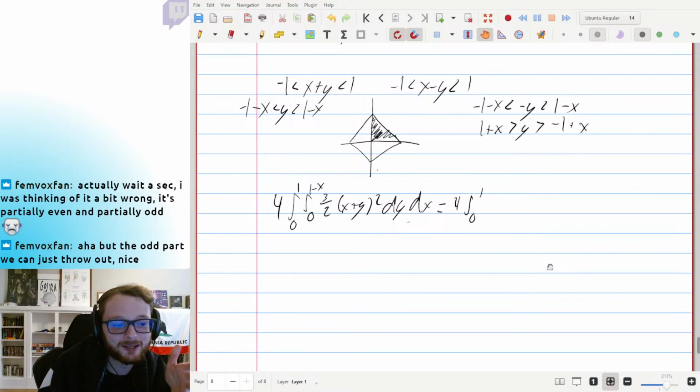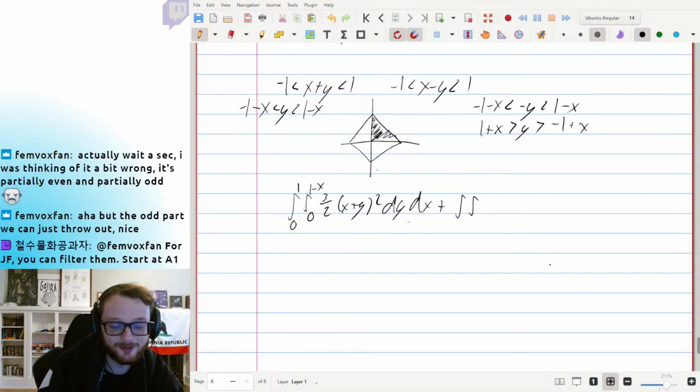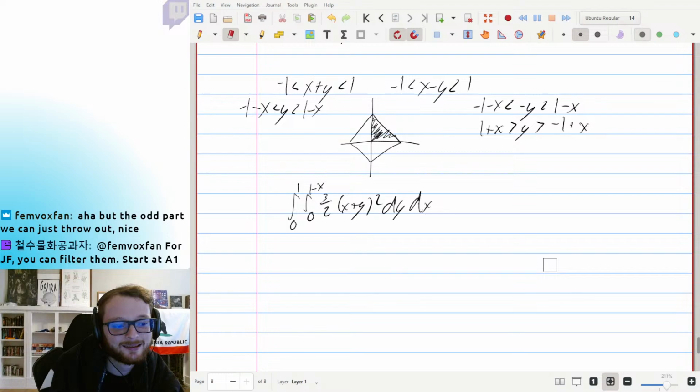You could definitely, instead of assuming they're all equal, do 4 separate integrals, 1 for each region. Or maybe I'll do it in 2. I bet you can do it in 2. Yeah. But I feel like that should work.